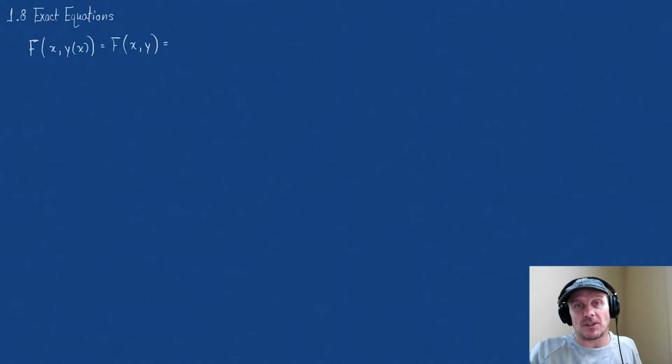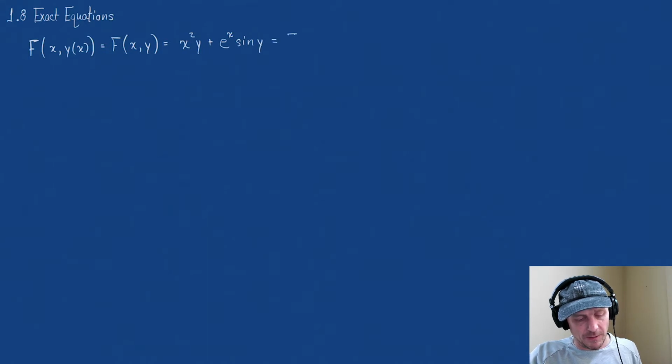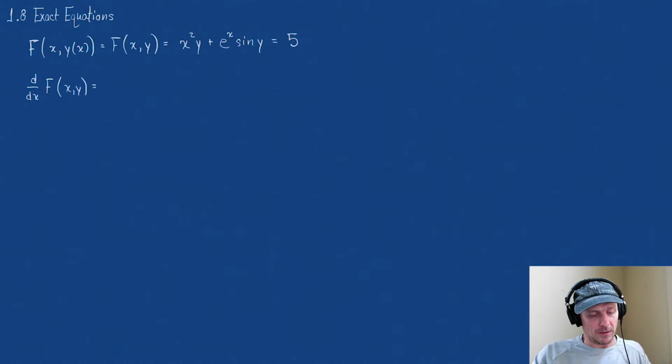I'm going to make up a function, mostly so we can follow this. I think it's easier to follow this way. Let's take a look at x squared times y plus e to the x times the sine of y. And it probably equals some number. We'll call it, oh, how about 5? Well, let's take the derivative. We're going to take the derivative with respect to x of capital F of x and y.